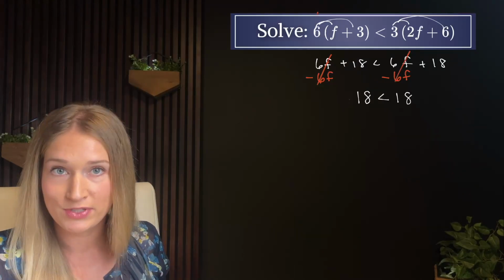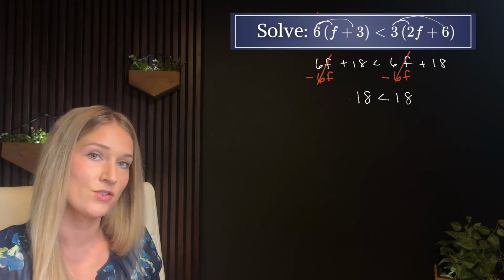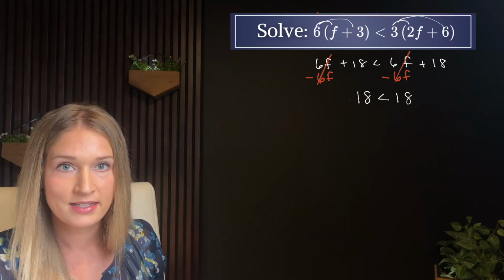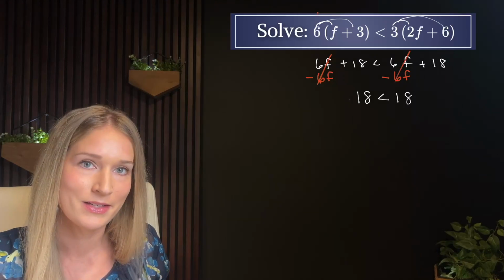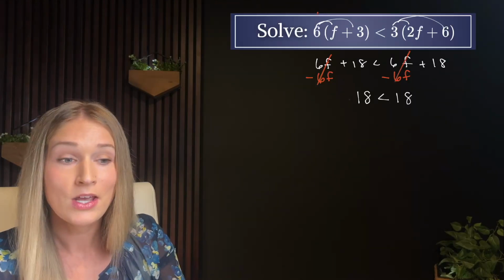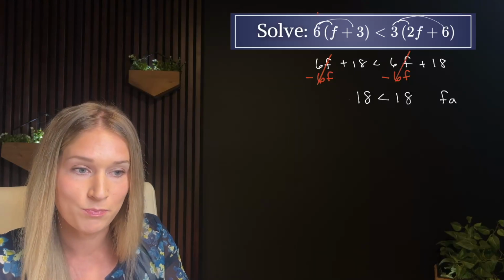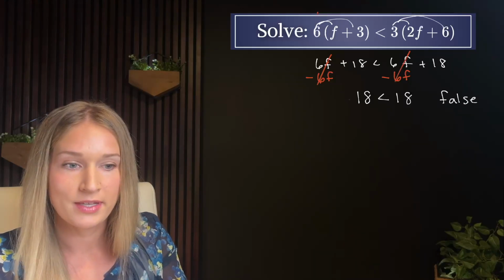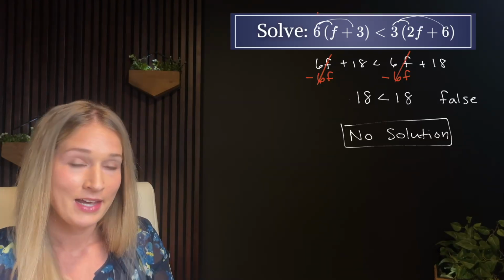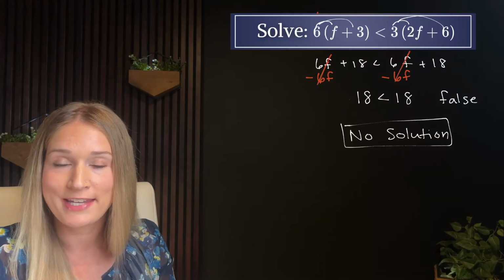All of your variables canceled, so we need to decide, is this a true statement or is it a false statement? This is 18 is less than 18. We know that 18 equals 18. It's not less than 18, so this is a false statement, which brings us back to the case that there is no solution. And that's a couple examples of some special cases of inequalities.